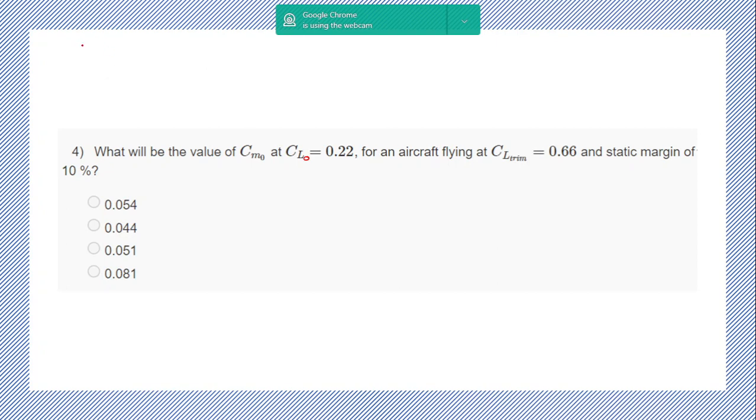Okay. So our equation for Cm naught, how we defined Cm naught was Cm alpha into alpha, right? So this is Cm naught. Correct? This is the quantity that we need to find. Now just think about how we'll proceed to find this. They've given you CL trim and CL naught and they've given you static margin. How will we proceed? Just take a few seconds, read it carefully.